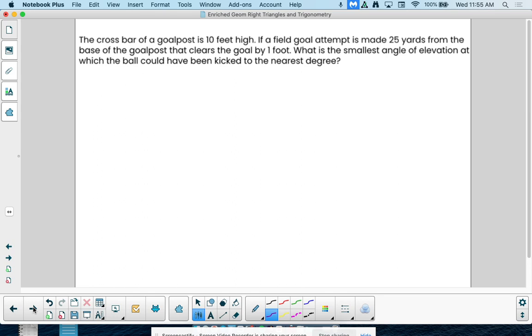The crossbar of a goalpost is 10 feet high. If a field goal attempt is made 25 yards from the base of the goalpost that clears the goal by 1 foot, what is the smallest angle of elevation at which the ball could have been kicked to the nearest degree?